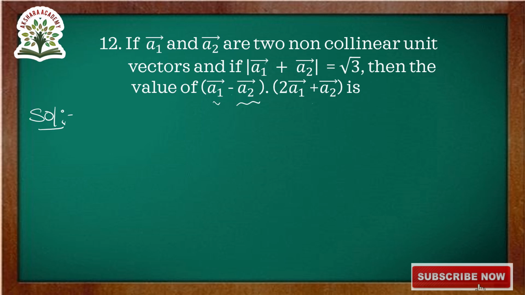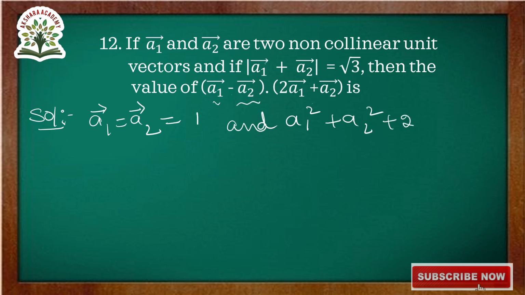Here they given A1 and A2 are non-collinear unit vectors. So modulus of A1 is equal to modulus of A2 is equal to 1. A1 bar is equal to A2 bar is equal to 1, and modulus of A1 bar plus A2 bar squared is A1 square plus A2 square plus 2 A1 A2 cos theta. From this we are calculating the value of cos theta.